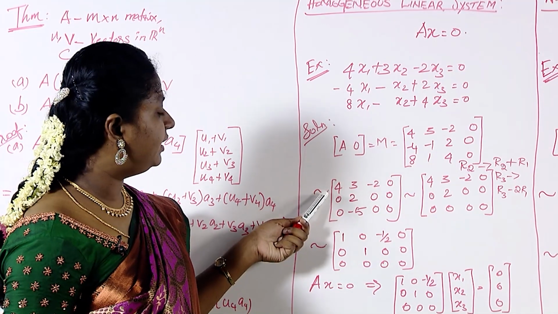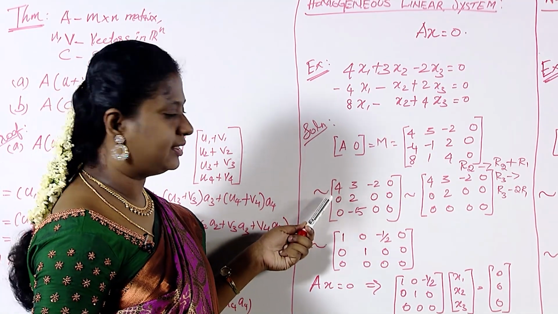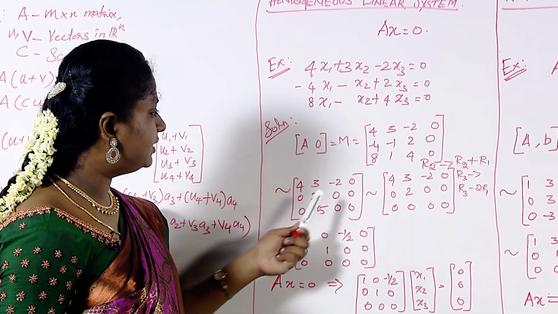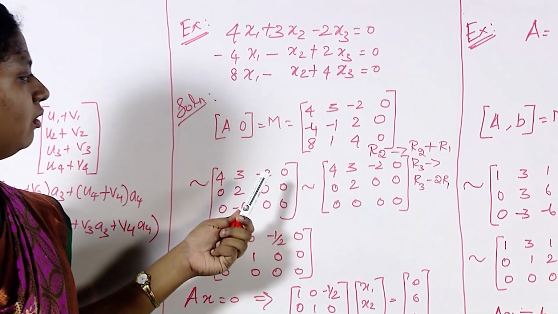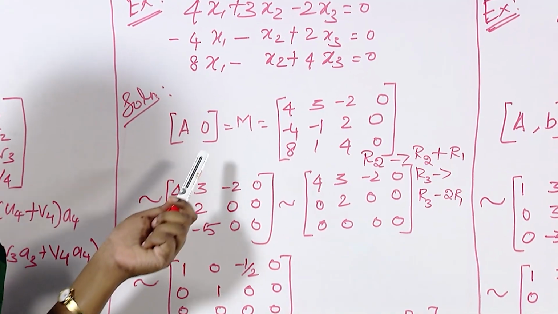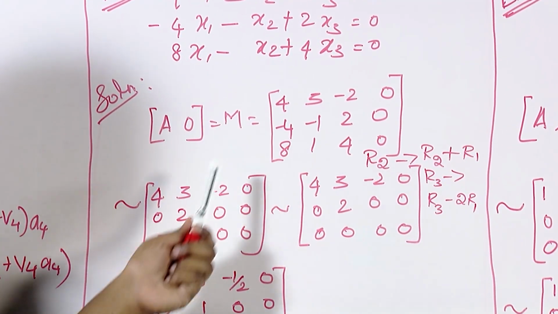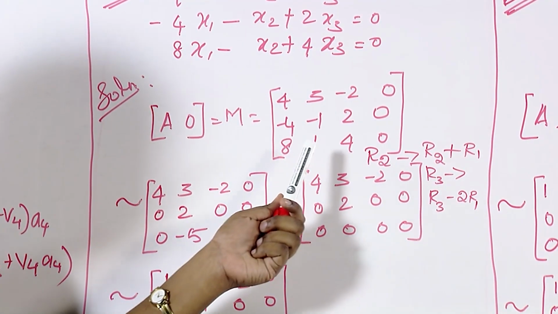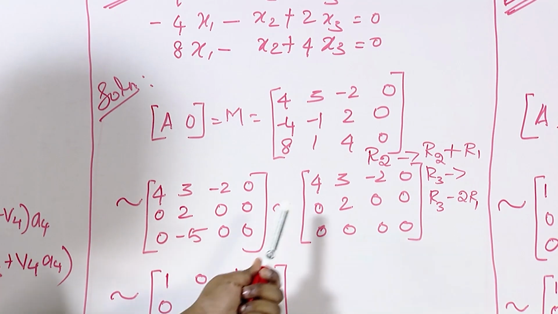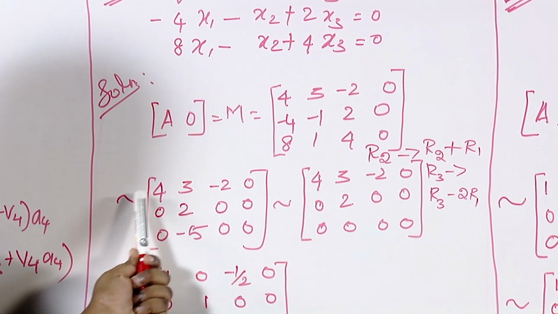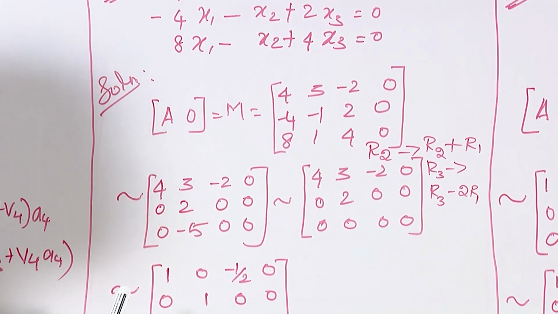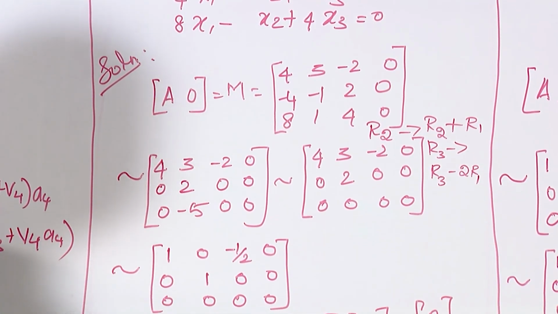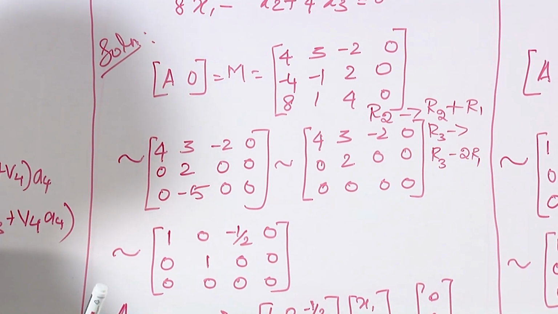The first row remains as such: 4, 3, -2, 0. For the second row, I add the first row to it. Therefore, -4 plus 4 is 0, -1 plus 3 is 2, and 2 minus 2 is 0, and 0 plus 0 is 0. Therefore, I get this row. You can do all the steps simultaneously, or you can do one step, form a matrix, and do another step.